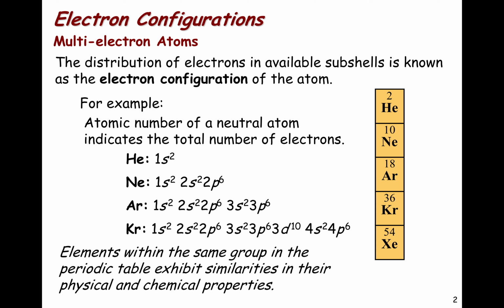If you have neon, that's atomic number 10. You'll notice if you add together all of the superscripted numbers, that has to equal the number of electrons, and that should be 10. Likewise for argon, there should be 18, and krypton should be 36.